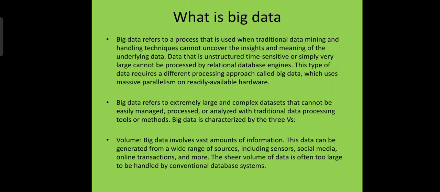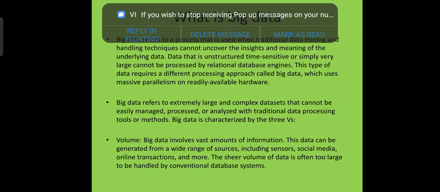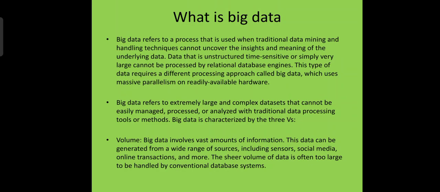Big data is categorized by three V's. One is volume, another one is velocity, and variety. Additionally, we can add more. First of all, we're going to see volume. Volume: big data involves a vast amount of information. This data can be generated from a wide range of sources, including sensors, social media, online transactions, and more. The sheer volume of data is often too large to handle by conventional database systems.